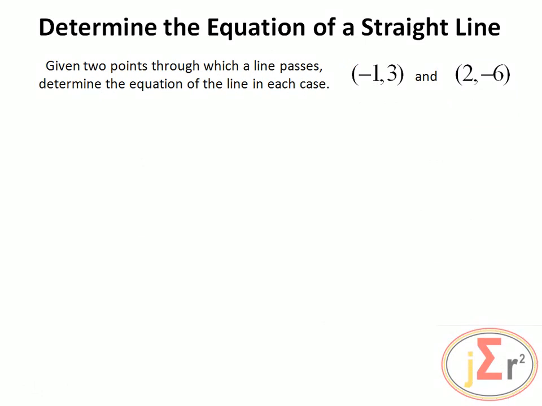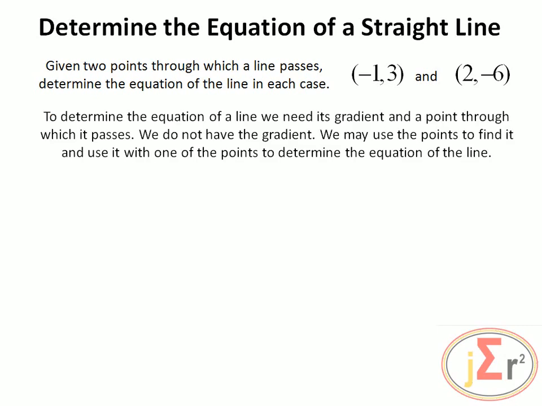Now, given 2 points through which a line passes, determine the equation of a line in each case. We have the 2 points, and what do we need to know in order to determine the equation of a straight line? To determine the equation of a line, we need its gradient and a point through which it passes. We do not have the gradient. We may use the points to find it and use it with one of the points to determine the equation of the straight line.